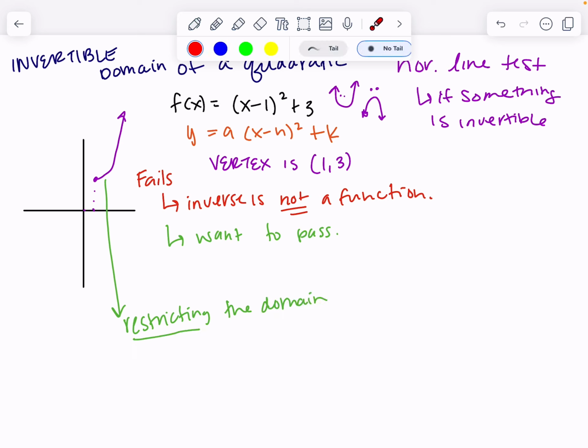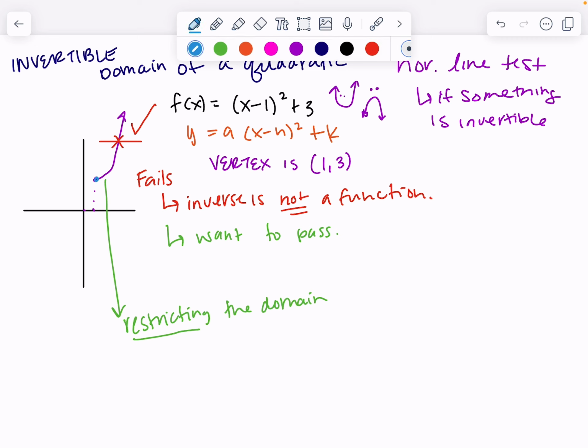We're saying, hey, this half over here, we don't want you. You're restricted. You're not allowed to be here. We only want this part. We only want this part. Now if I draw a horizontal line, it only crosses once, so it passes. It passes the horizontal line test. In order to show this, like I said, we have to say that we're restricting the domain.